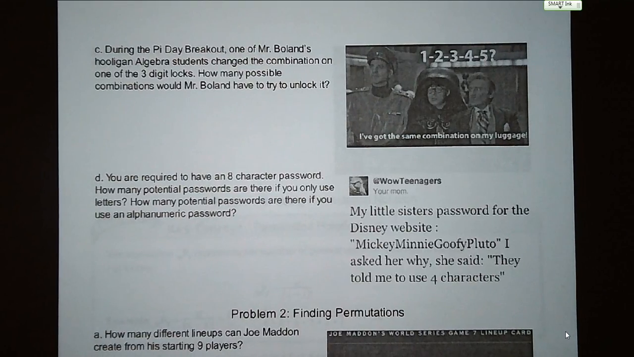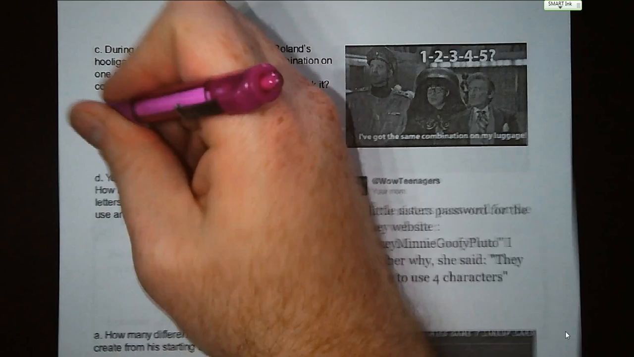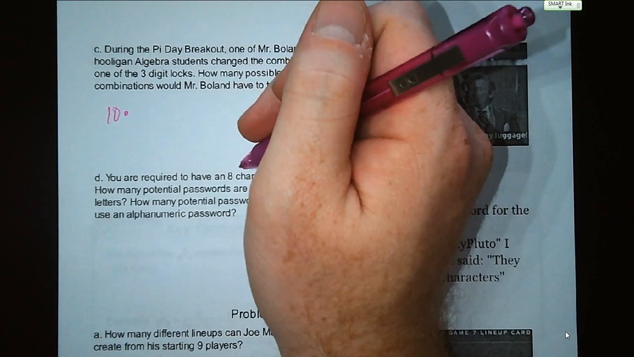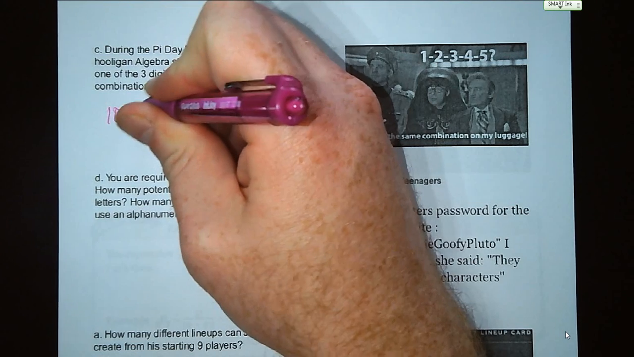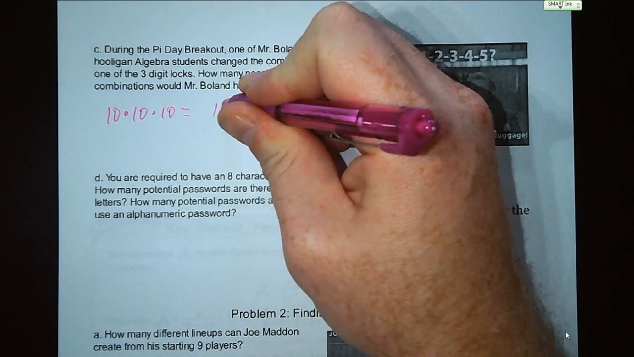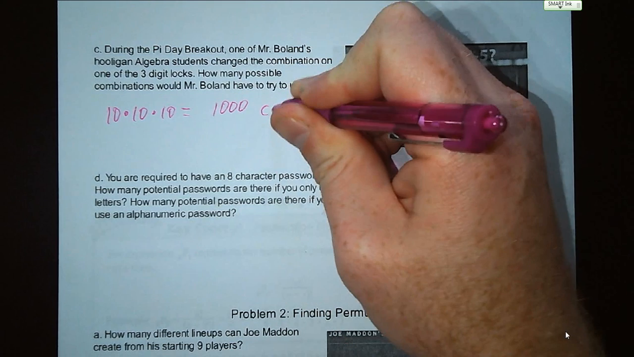So during the Pi Day breakout, Mr. Boland's hooligan algebra students changed the combination on one of the 3-digit locks. How many possible combinations did Mr. Boland have to try to unlock it? Well, you've got 10 for the first digit, 0 through 9, times 10 for the second digit, times 10 for the third digit is 1,000 combos.